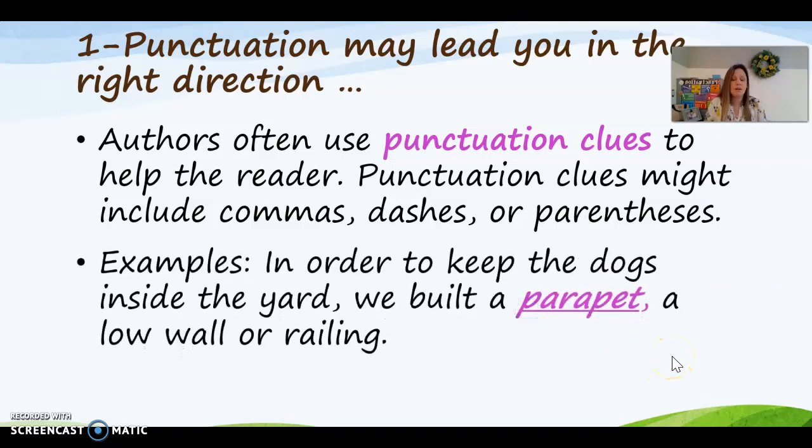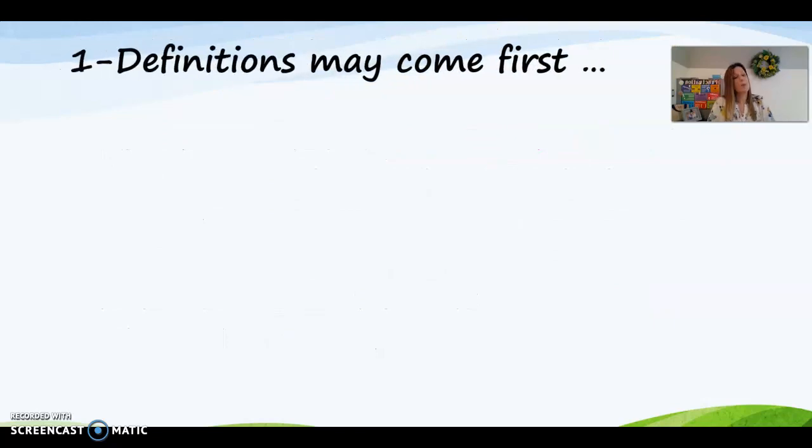In order to keep the dogs inside the yard, we built a parapet, a low wall or railing, okay? So here we have parapet and then we have a comma, and the author's actually giving us the definition after the word, okay? Very similar to our first example. Again, you're writing the purple words into your note sheet or you're typing it into the document where the underlined spaces are, okay?